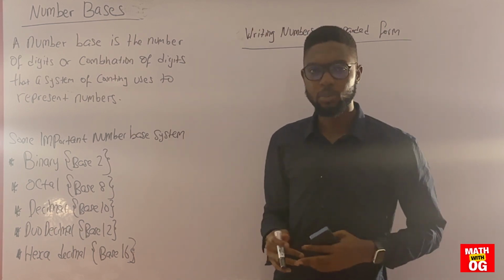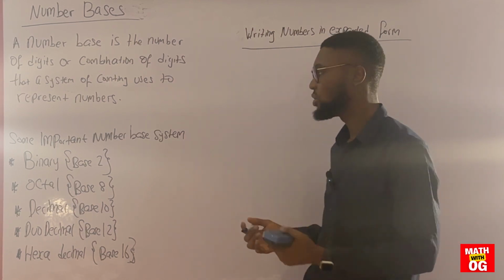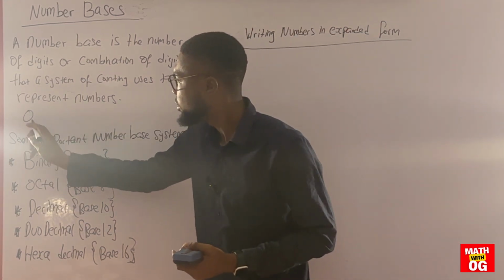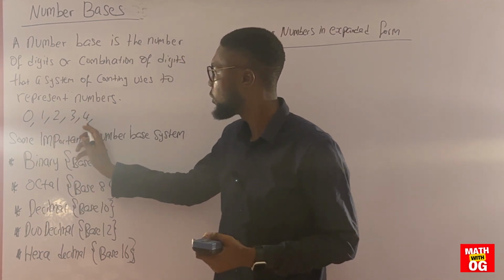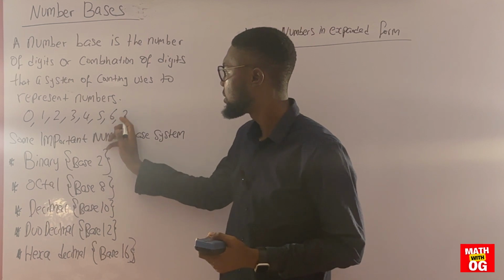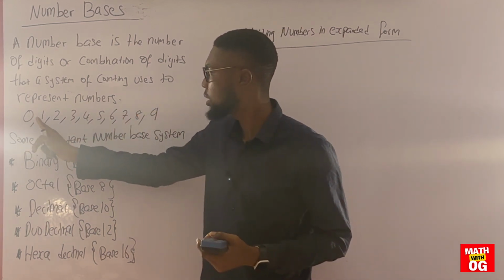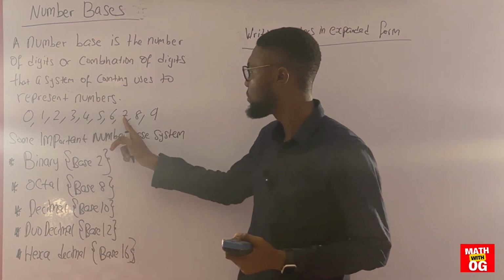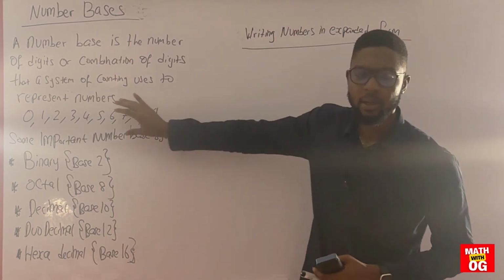And why do we call it base 10 system? Because the number of digits we have are actually what? 10 digits. And here you have them: 0, 1, 2, 3, 4, 5, 6, 7, 8, and 9. So let's count together: 1, 2, 3, 4, 5, 6, 7, 8, 9, 10. So because I have 10 digits, I call this guy base 10.